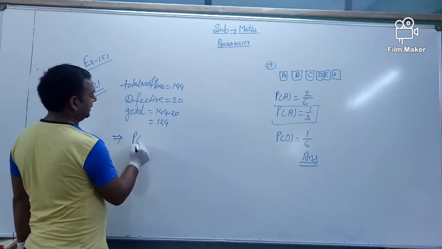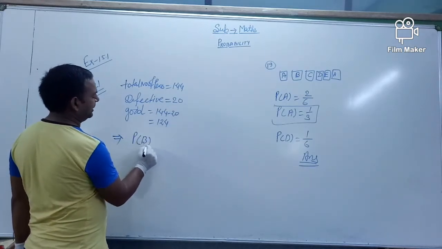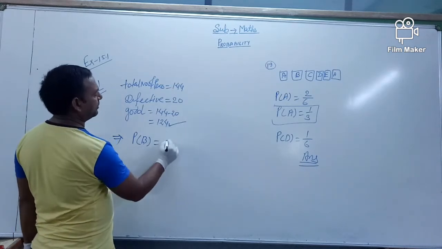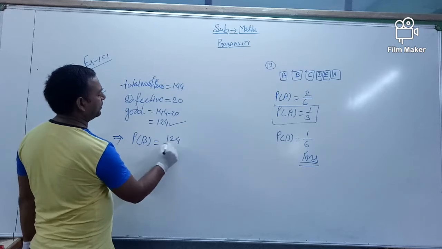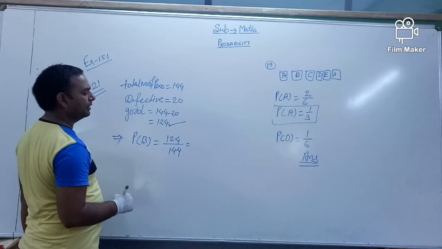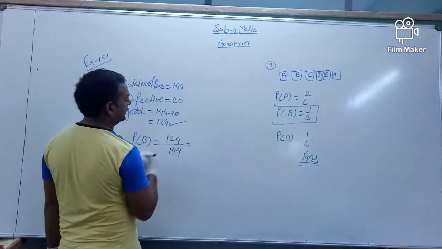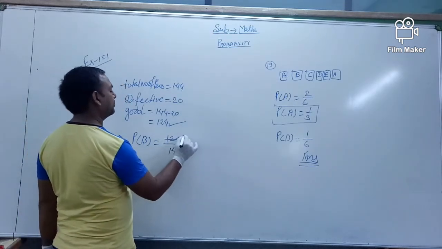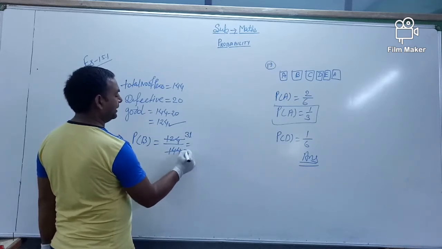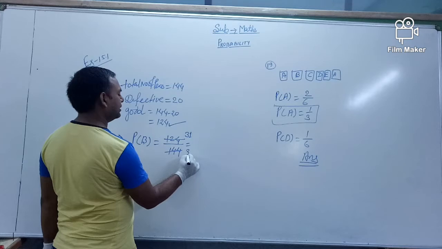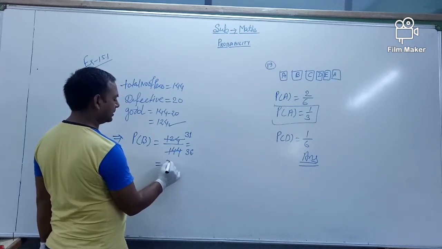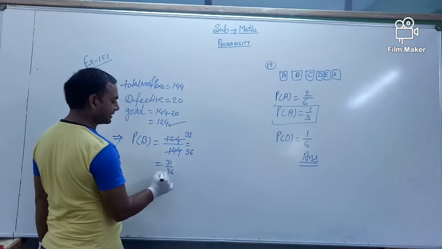So the probability of buy, P(B), is equal to good pens, which is 124, so 124 divided by 144. Okay, so you divide by 4. 4 3s are 12 and 4 1s are 4. Then 4 3s are 12 and 4 6s are 24. That is 31 upon 36.